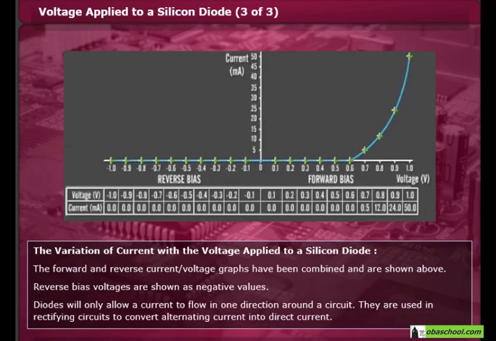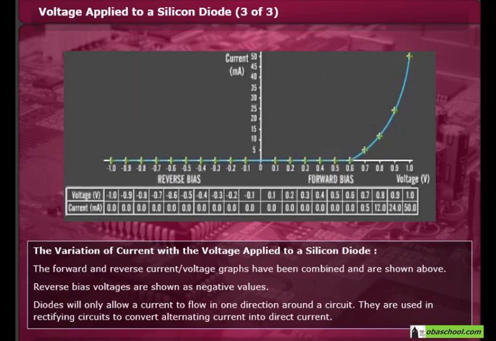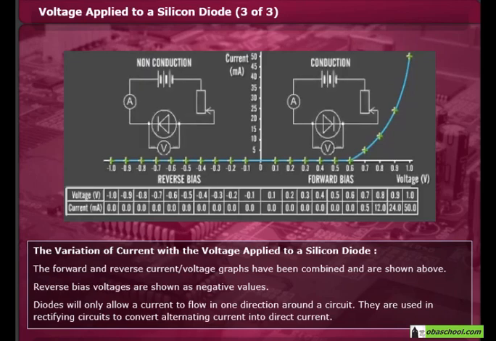The forward and reverse current voltage graphs have been combined and are shown above. Reverse bias voltages are shown as negative values. Diodes will only allow a current to flow in one direction around a circuit. They are used in rectifying circuits to convert alternating current into direct current.